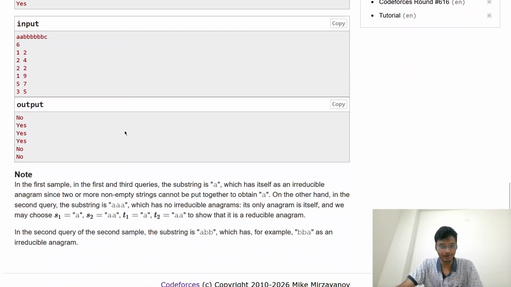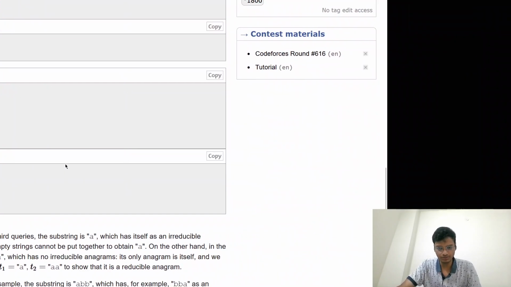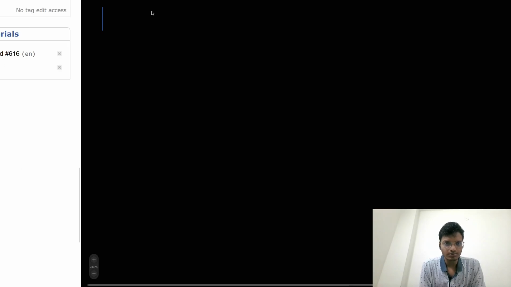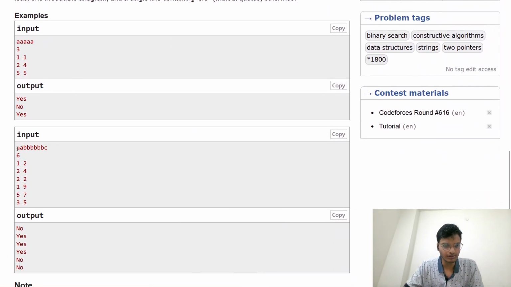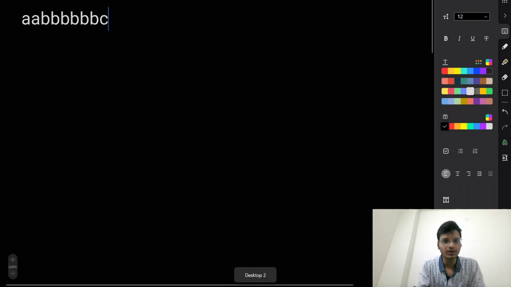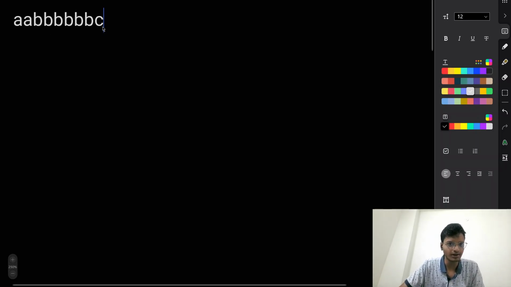So how will we do this question? First of all, the basic thing that comes to mind is brute force. What is the string that we have been given? Let's take this one. So this is the string that is given, and what intuition do we get from this, with some Q queries?